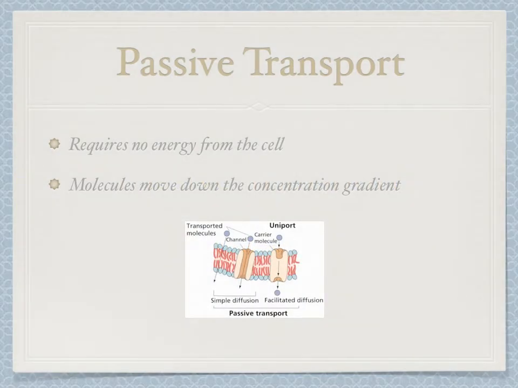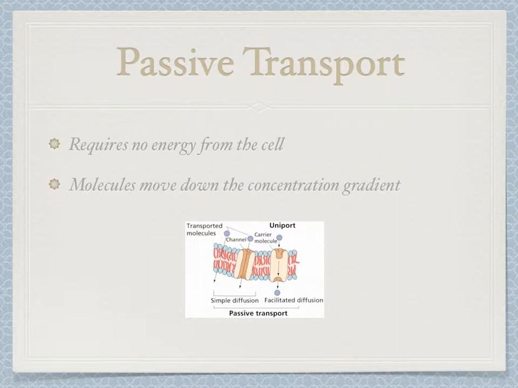Passive transport requires no energy from the cell, which is why it's called passive. Substances are moved in and out of the cell through the semi-permeable membrane, and they are moving down the concentration gradient. The concentration gradient is the measurable difference between the concentration of solutes in one mixture versus another, in this case, inside and outside the cell.